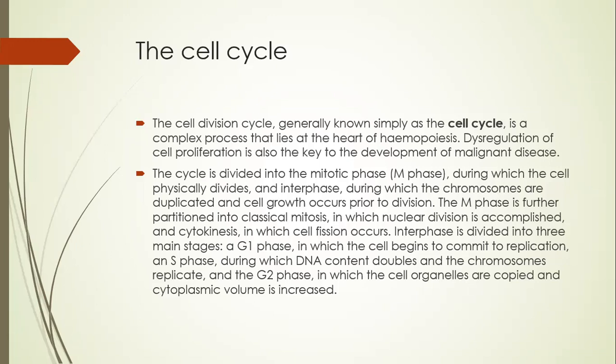The interphase is divided into three main stages. The G1 stage, in which the cell begins to commit to replication. The S phase, in which the DNA content is doubled and the chromosomes replicate. And the G2 phase, in which the cell organelles are copied and the cytoplasmic volume is increased.